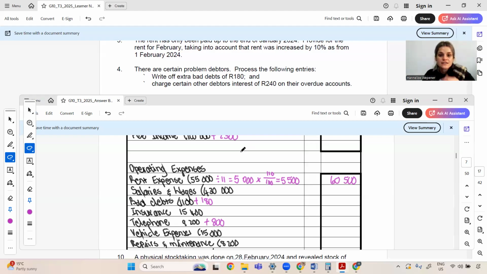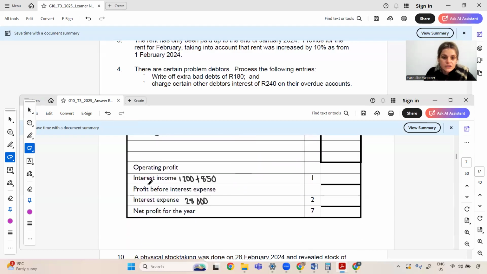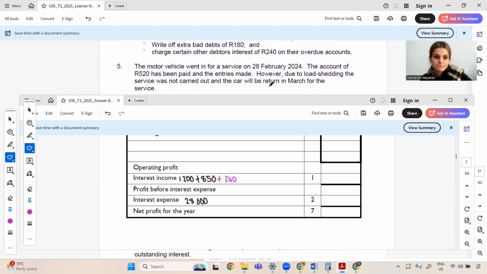Then charge certain other debtors on their overdue accounts. So interest income is now increasing because I charged interest on my debtors accounts. If you are confused about that one, please go back to the general journal video where we did interest on overdue debtors account. So you are debiting the debtors control account, saying you now owe me more money. That's SFP. And in the SOCI, you are adding it to your interest income.